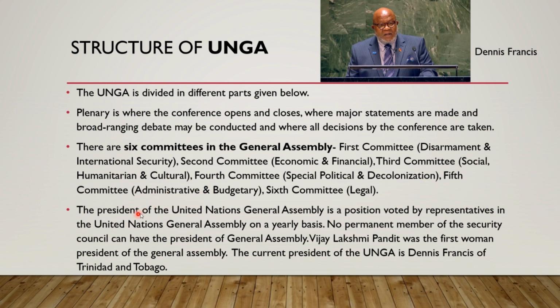Now, the next thing is the President of the United Nations General Assembly. The President is a position voted by representatives in the General Assembly on a yearly basis. So the President changes year by year, and this position is voted by representatives of the United Nations itself. The permanent members of the Security Council, which are the USA, UK, France, China, and Russia, cannot have the president in the General Assembly. So no person from these countries can be the president of the General Assembly.